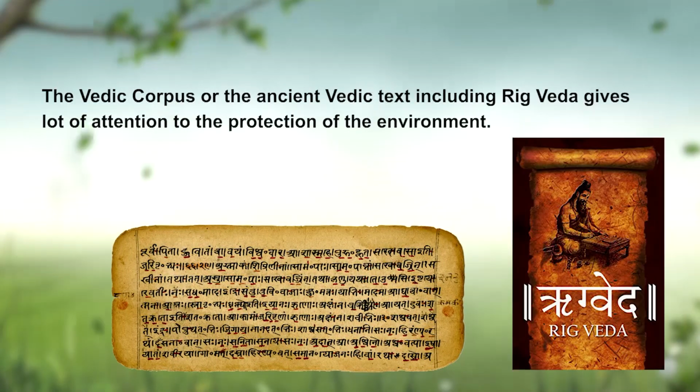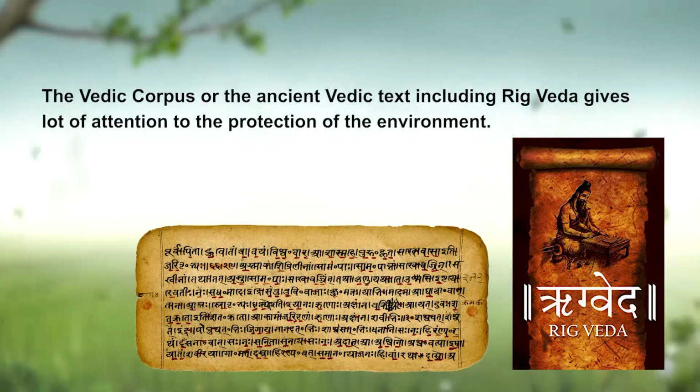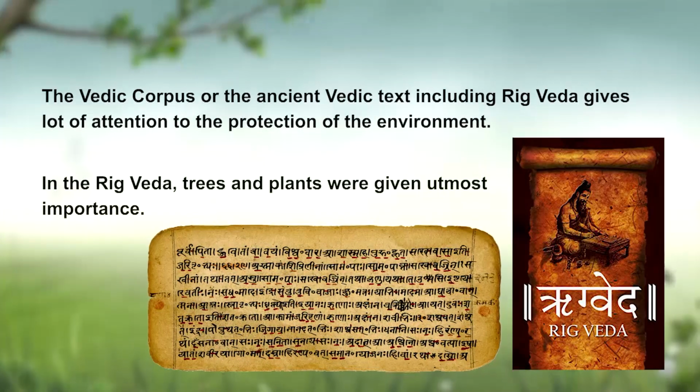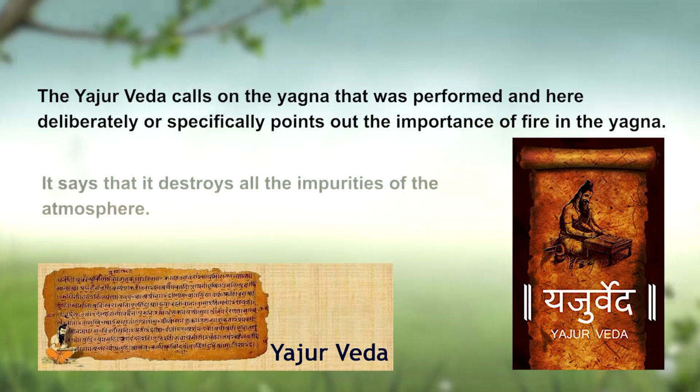Coming to the Vedic age, which follows the Indus Valley civilization, we find that the Vedic corpus, or the ancient Vedic texts, including the Rig Veda, give a lot of attention to the protection of the environment. In the Rig Veda, trees and plants are given the most importance. The Yajur Veda calls on the yoga that was being performed, and it specifically points out the importance of fire in the yoga, saying that it destroys all the impurities of the atmosphere. We know that fire or heat can destroy viruses and bacteria in the air, and that's what the Yajur Veda says.